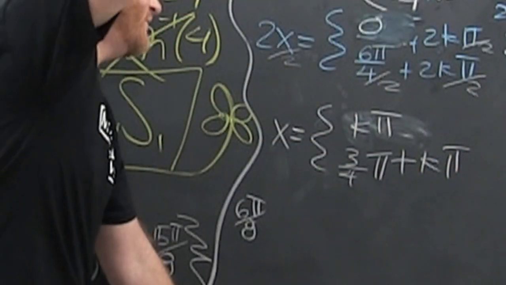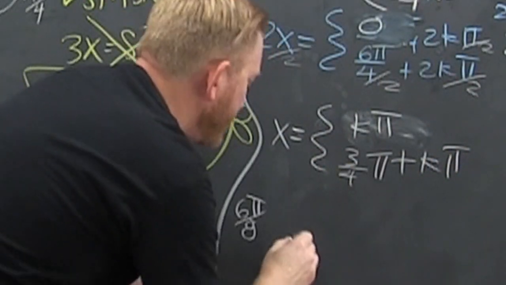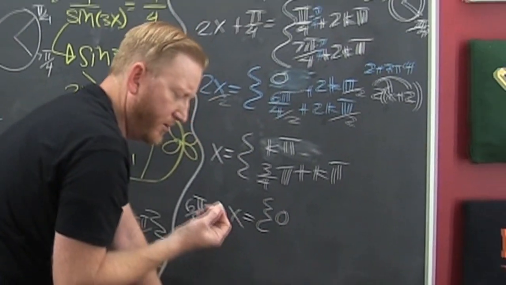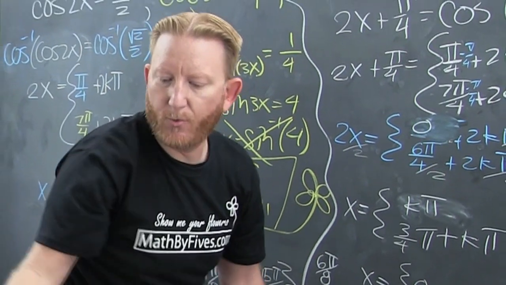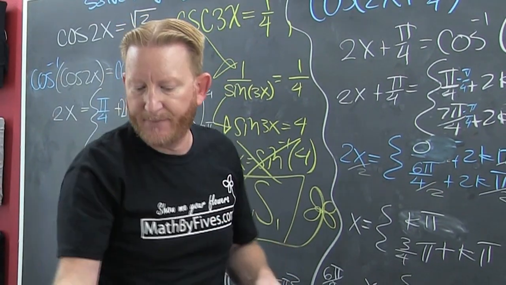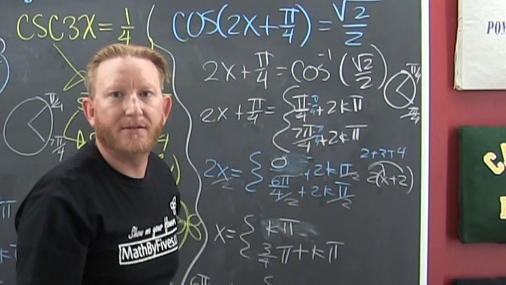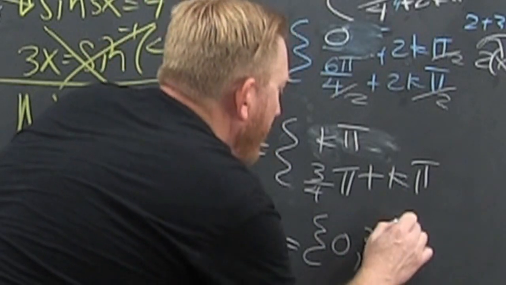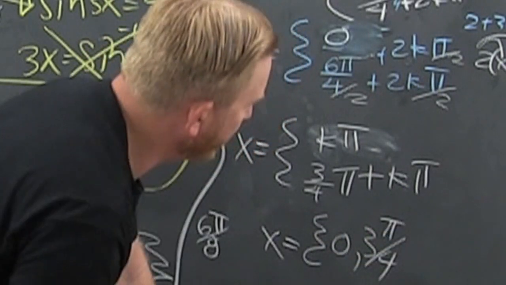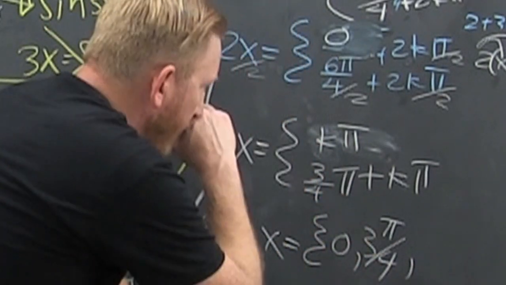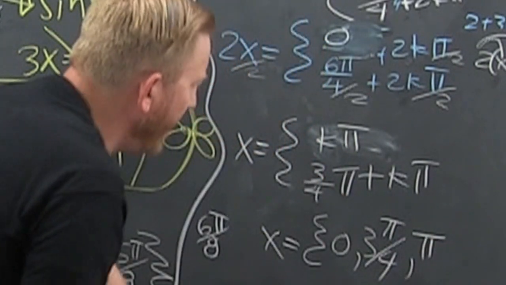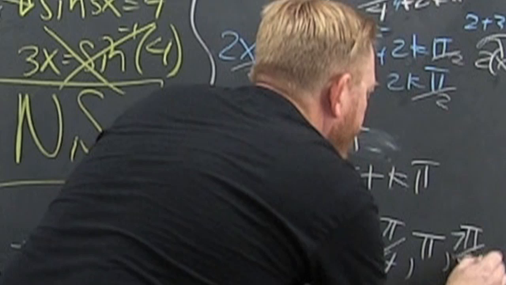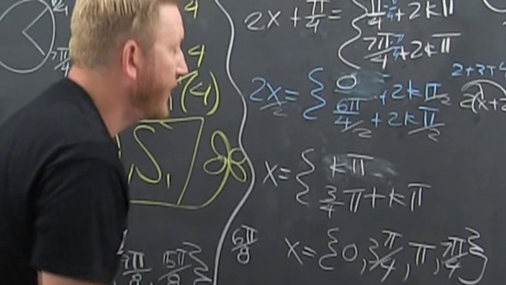But I'm looking for all of the solutions in there. So when k is equal to 0, my x is 0. Oh, chalk. We're trying a new thing. My wife bought me some butter chalk because we've been in isolation, and she did anything to feel better. All right, so 0, and then 3 pi over 4, and then pi, and then 7 pi over 4. So 4 answers.